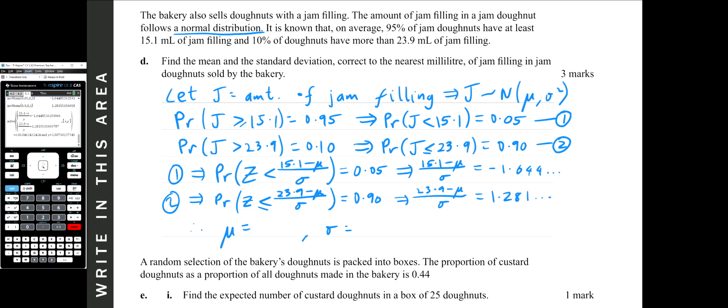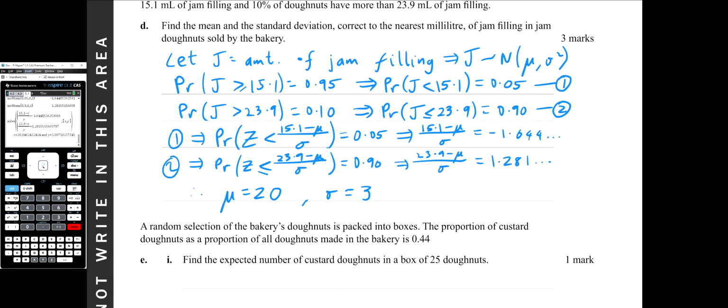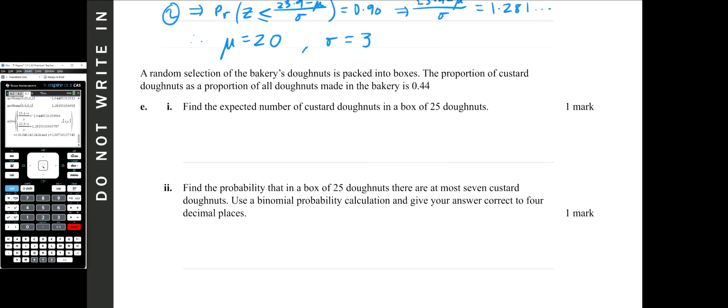So mu, correct to the nearest millimeter, is going to be just 20. So the mean is 20, and standard deviation, correct to the nearest millimeter, is going to be 3. And there we have it. So that was a stock standard question where you have to go from probabilities back to the mu and sigma.